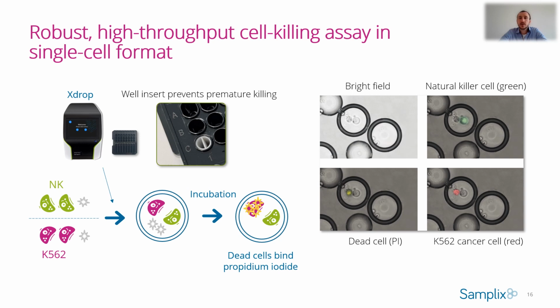And this is how the microscopy images can look like after such an assay and after incubation. So here we'll have a bright field image showing 2 cells inside. And we can see over here that one of them is a natural killer cell and the other cell is a cancer cell, and we can see that the cancer cell is dead. So it's important here, of course, to keep the cells separated before they actually meet inside the droplets. And we facilitate that by using a well insert here that keeps the cells separated until they actually meet in the droplets.